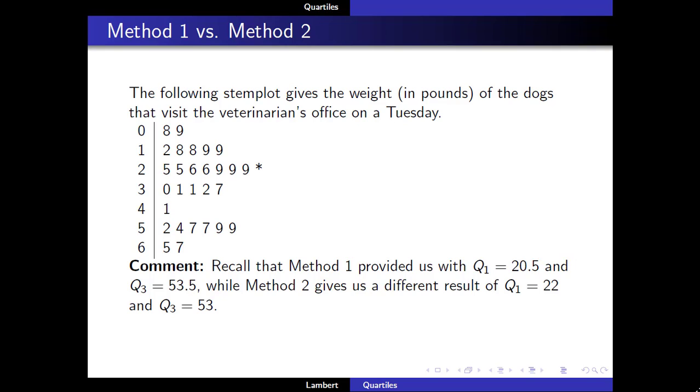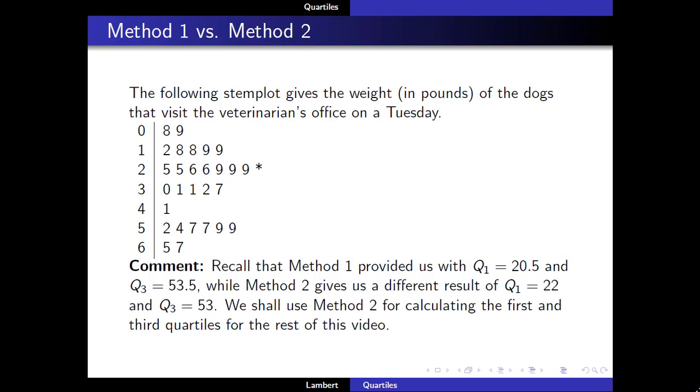Keeping that in mind, which one will we use most often? Well, we're going to use method 2 as that seems to appear more often in the literature, but not saying it's right or wrong. Just keep in mind that when you're reading up on this material, you may see some different sorts of results, and it could be due to this difference in methods.